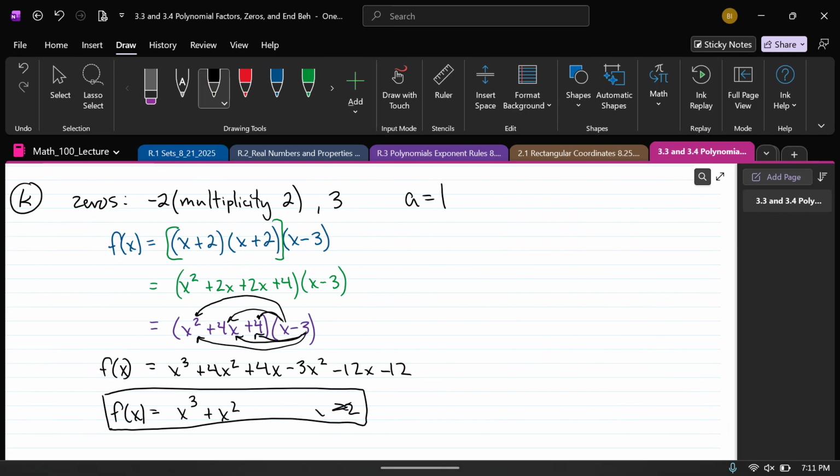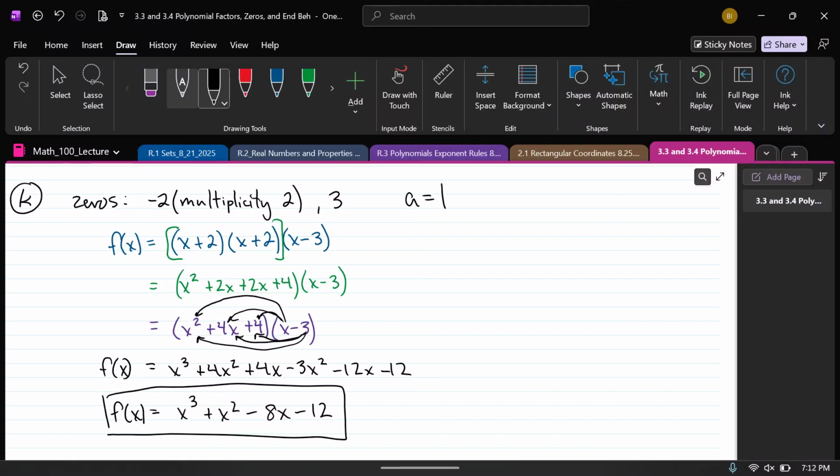All right, so we got x cubed, the x squared, the 8x. My brain was not on the right thing there. Sorry. So we have 4x squared and negative 3x squared. That's 1x squared. 4x and negative 12x. That's the negative 8x. And then that should just be a negative 12. I'm sorry, I wrote negative 12x twice there. That should be the final answer.